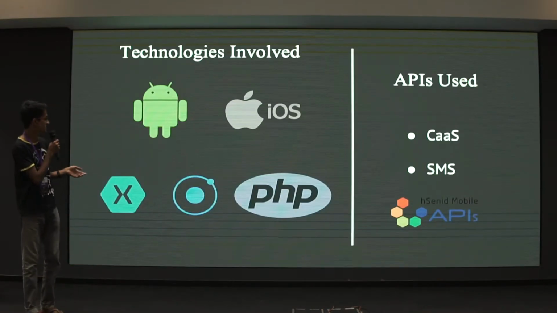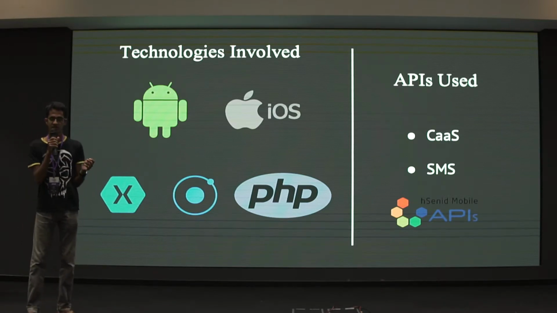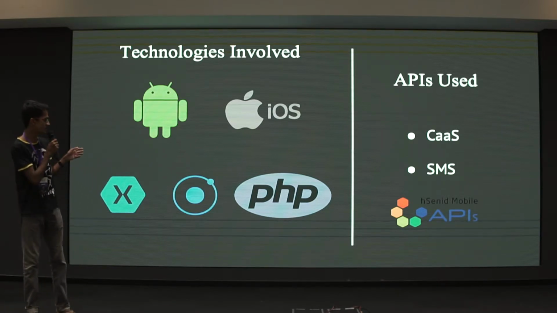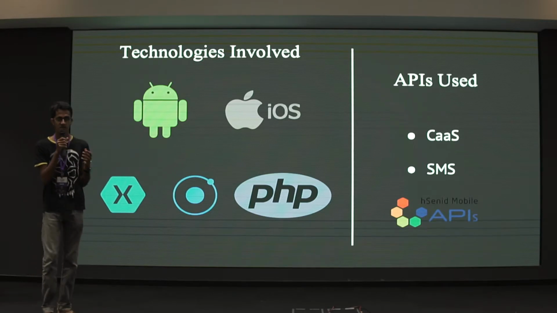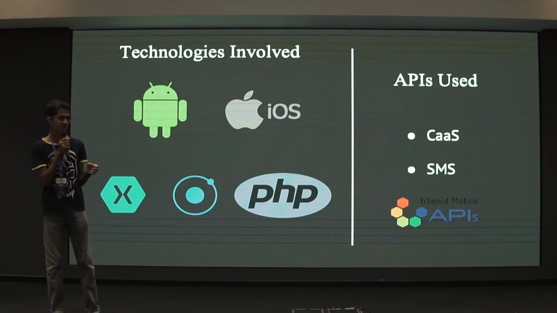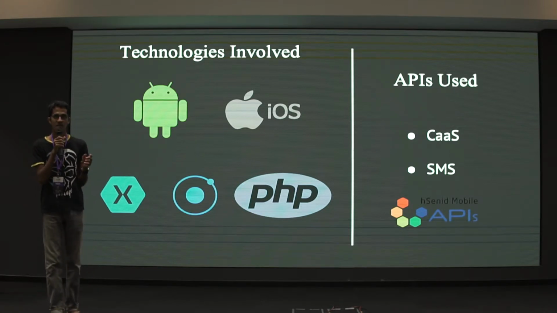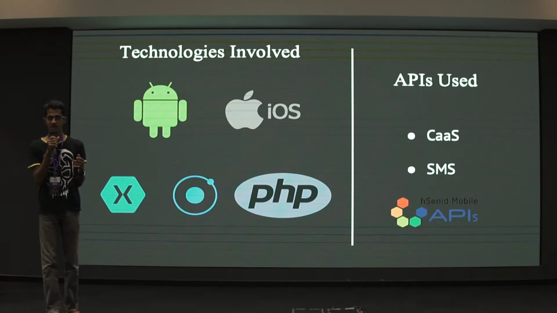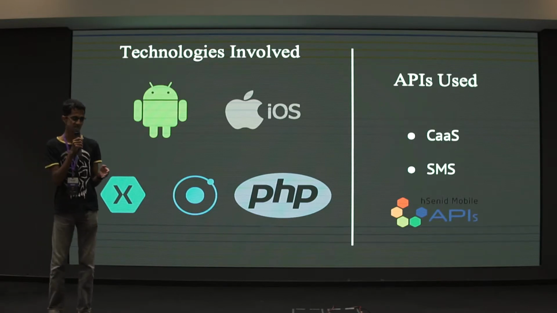So these are the technologies involved. We'll be using either Xamarin or Ionic to implement this application, and we use CAS to charge the students for the services provided here, as well as the SMS API to notify them of absences, postponed lectures and such.